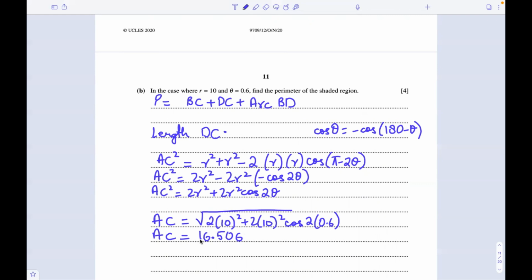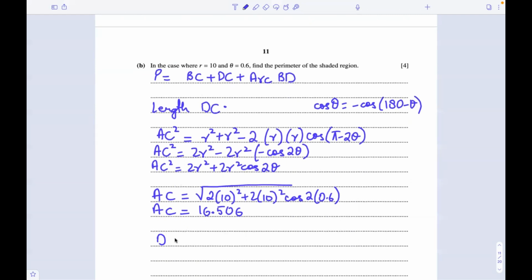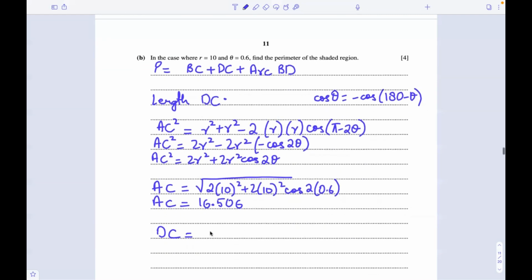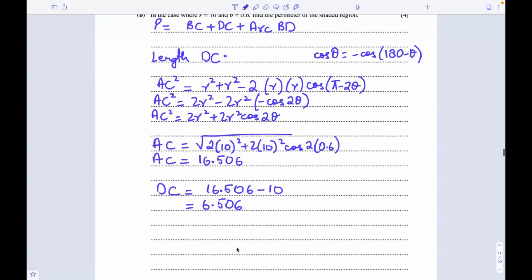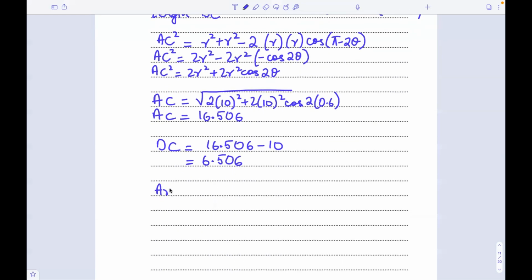Now for the length of DC, it would become 16.506, which is the total length of AC, minus the radius 10. So the length of DC would become 6.506. Now to find the arc length BD, we simply use the formula r theta. So the arc length BD is equal to r theta. R is 10 and theta is 0.6. We get arc length as 6.